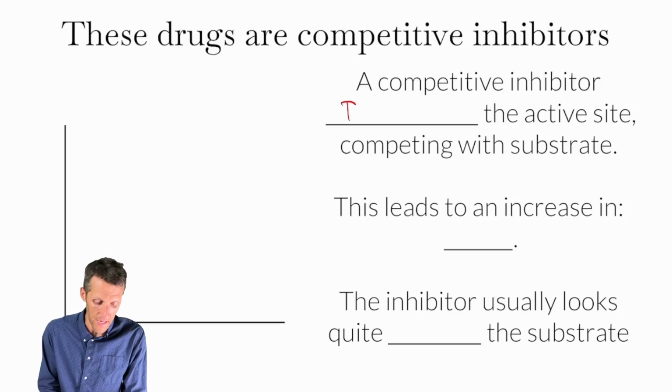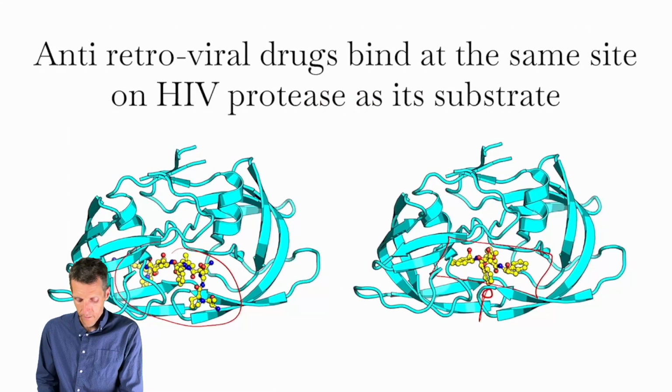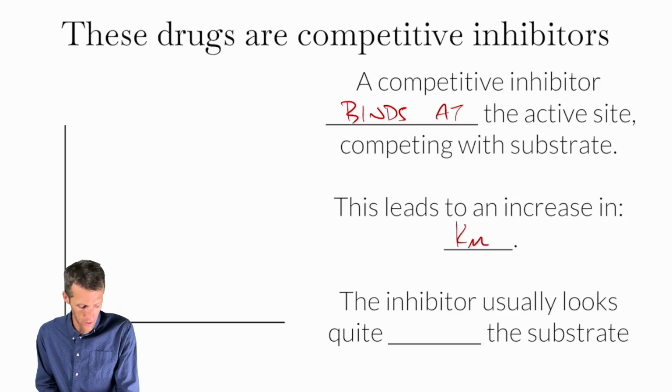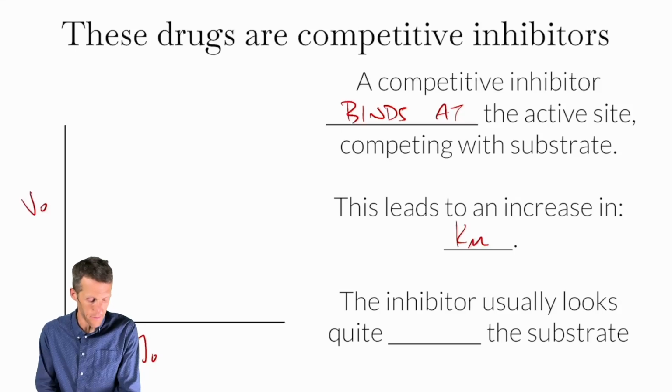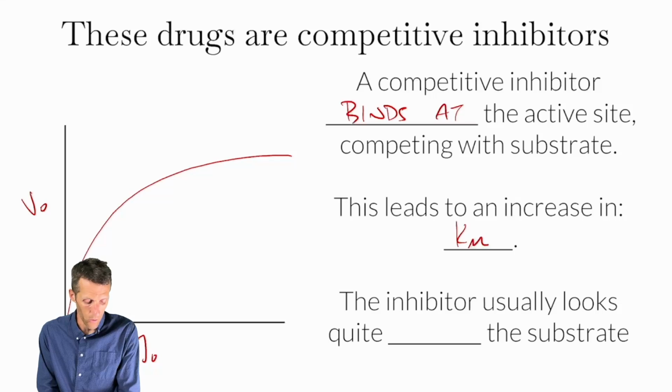A competitive inhibitor binds at the active site, competing with substrate. So going back a slide, inhibitor, substrate, same location. If the inhibitor is bound, the substrate can't bind. What this leads to is an increase in Km. How does that look? So what I'm showing here is substrate concentration on this axis, V naught on this axis. Let's call this the normal, non-inhibited state.